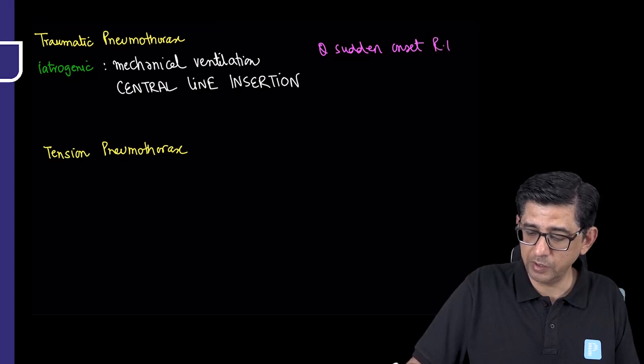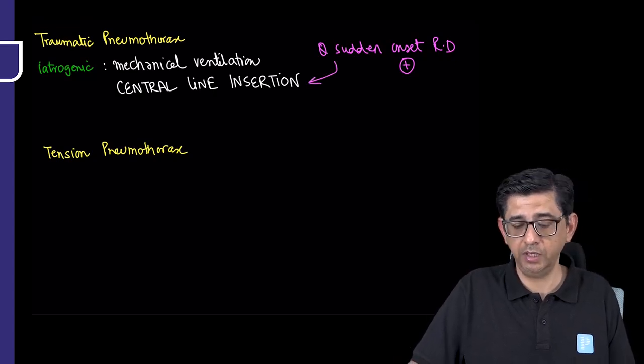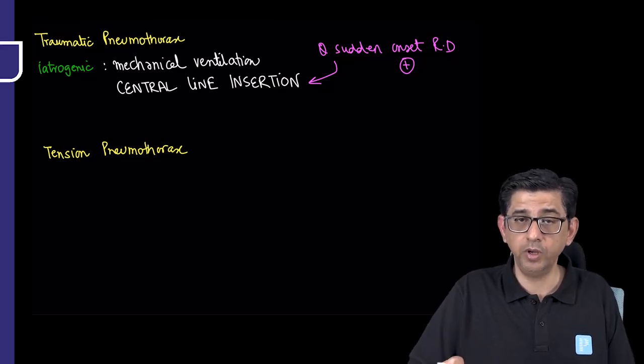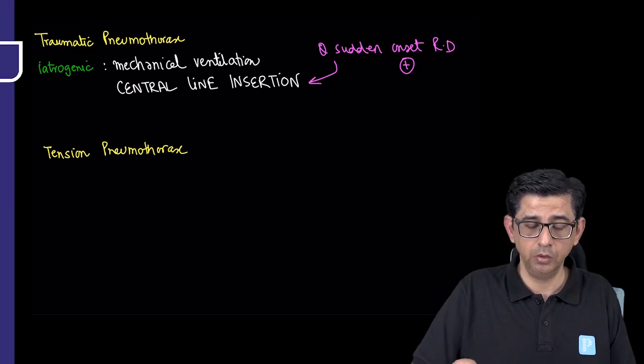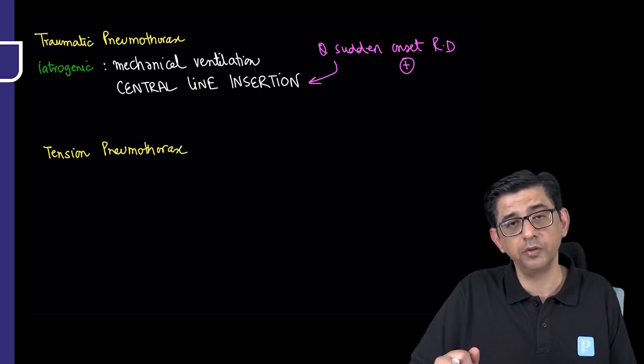Sudden onset respiratory distress can be an opening line to a large number of questions, but every time you read about sudden onset respiratory distress after central line insertion, one possibility can be air embolism. But before air embolism, what should you consider? The topic of interest, iatrogenic traumatic pneumothorax.